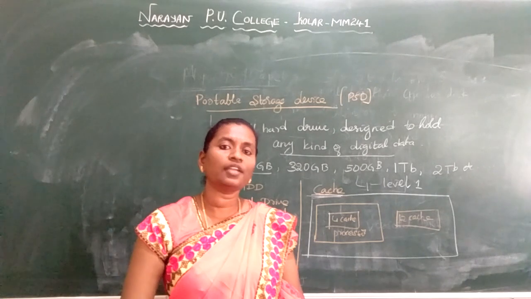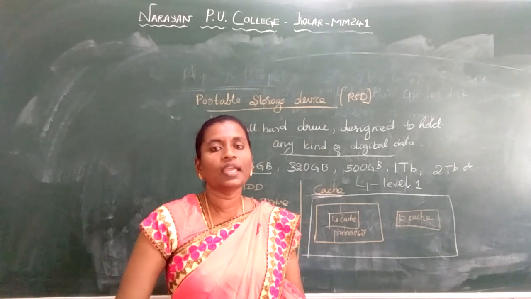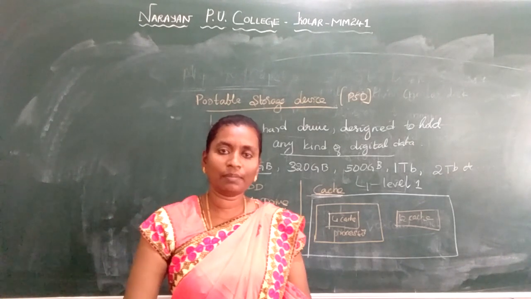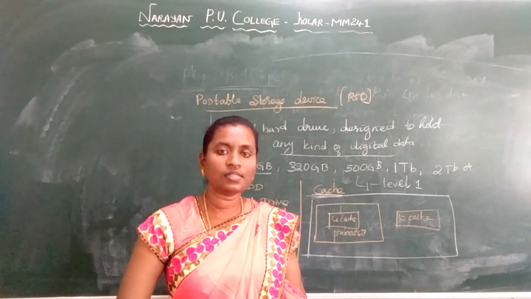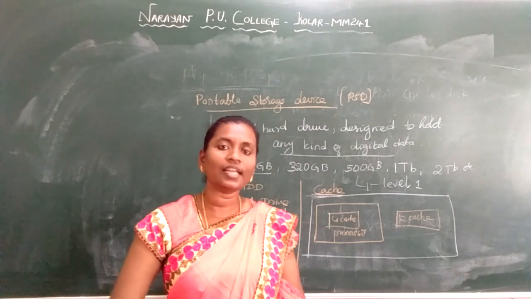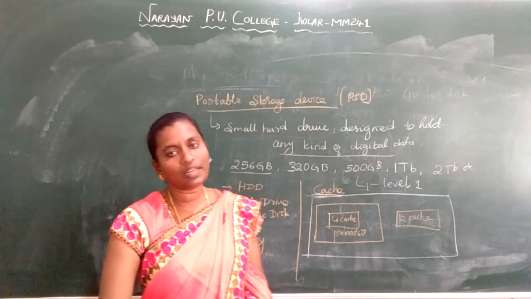We have different kinds of ROM. We have PROM, EPROM, EEPROM. PROM stands for programmable read-only memory. EPROM stands for erasable programmable read-only memory. EEPROM stands for electrically erasable programmable read-only memory.